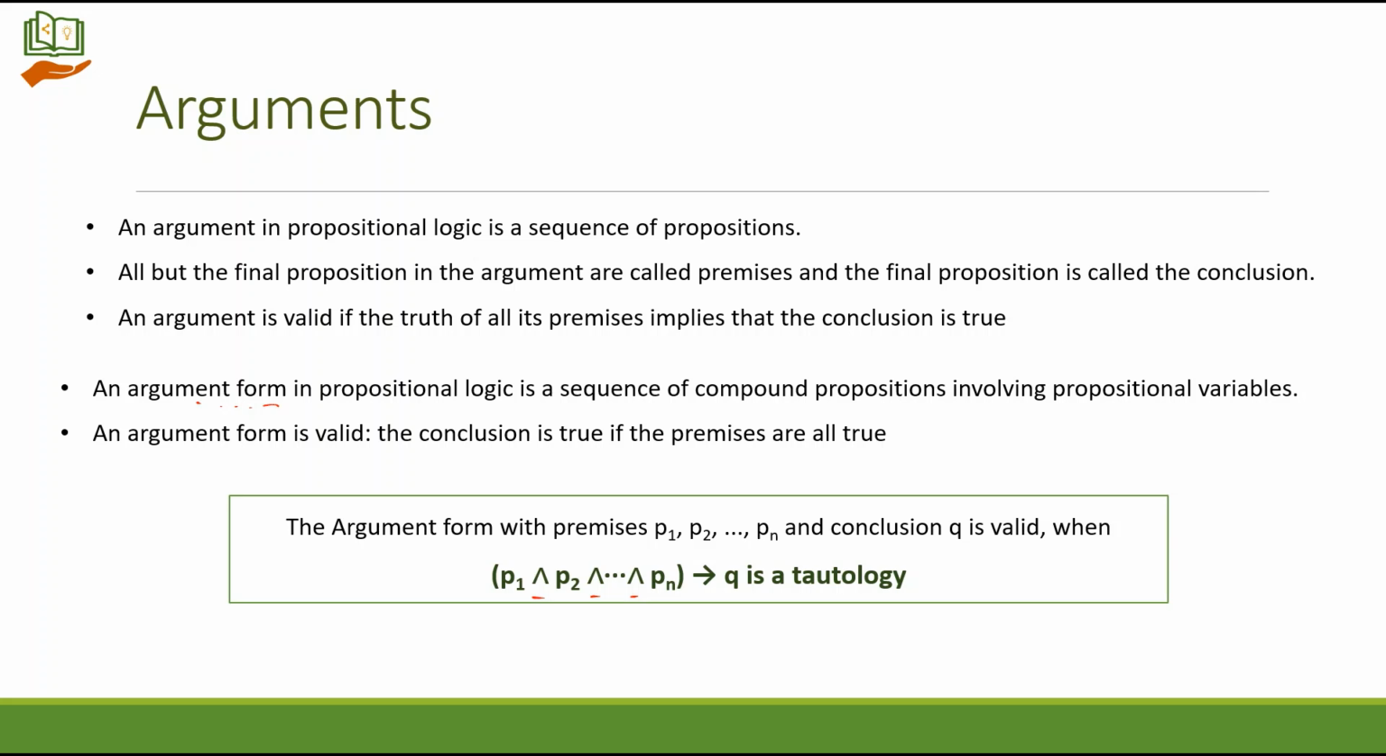When all the premises have true value, if P1 is true, P2 is true, Pn is true, only then this expression will turn true with respect to conjunction. An argument is valid if the truth of all its premises implies, so we have the implies operation here, that the conclusion is true. So we have Q, which denotes the conclusion. When the conjunction of all the premises is true, true implies true will definitely be true. So overall this expression should be a tautology.